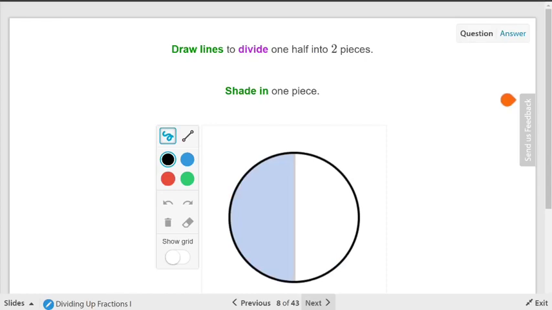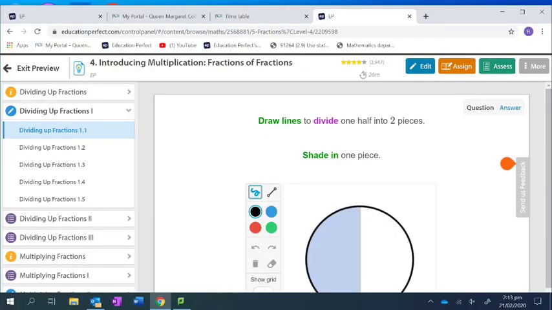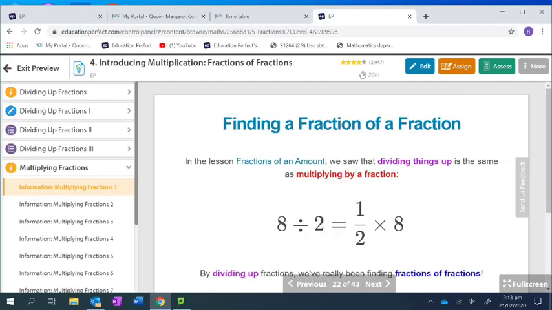Make sense? Okay. Shade in one piece. Do you shade in the white side or the shaded side? I don't know. You'll have to figure that out in your homework.